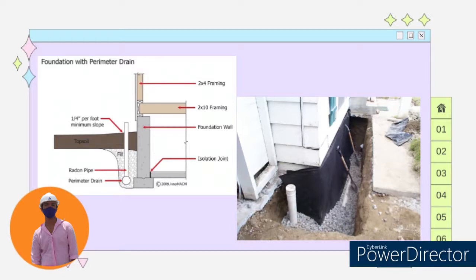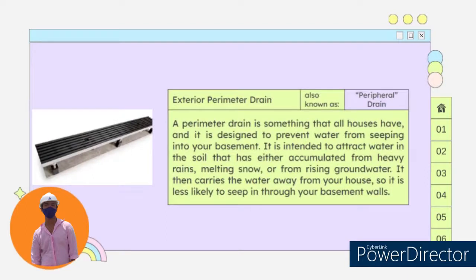Perimeter drain is designed to prevent water from seeping into your basement. It is intended to attract water in the soil that has either accumulated from heavy rains, melting snows, or from rising groundwater. It then carries the water away from your house, so it is less likely to seep in through your basement walls.